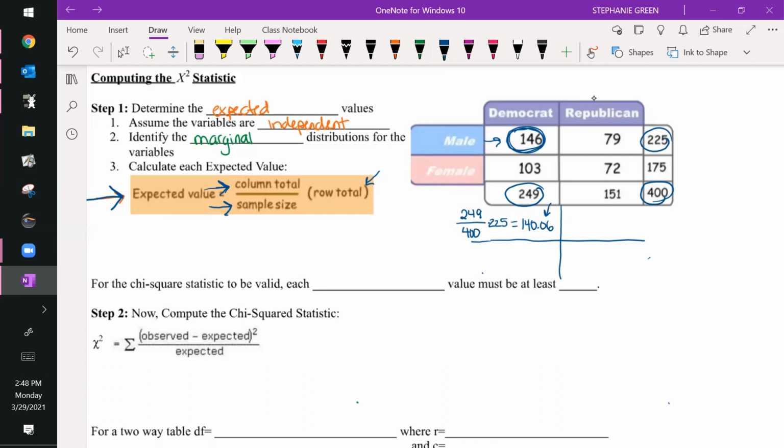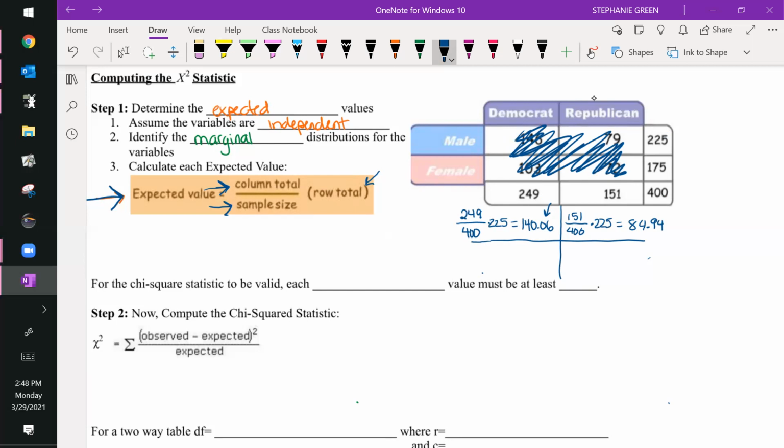Okay, so let's do male Republicans. For male Republicans, we had column total 151 Republicans, sample size 400 again, and row total 225 total males. So that gives me an expected value of 84.94. You can tell when we're looking at expected values, we're not looking at the numbers in here at all. Those are our observed values. We're not even using those yet. We're just looking at our totals to get these expected values.